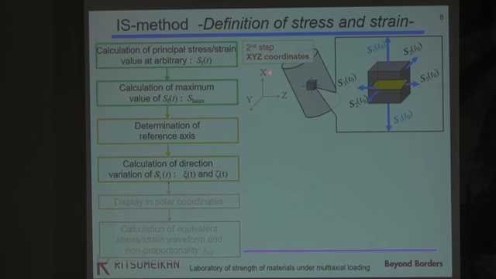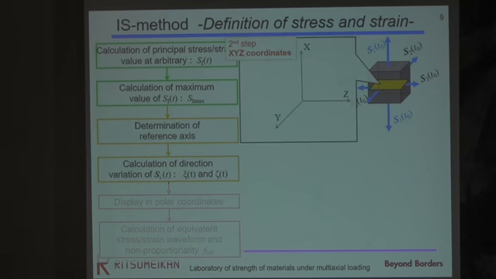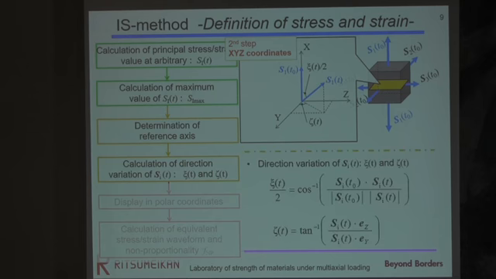And next, we use these x, y, and z coordinates. This x, y coordinate is used for calculation of direction variation. This direction variation of SIt is calculated by cosine zeta t and theta t. And the cosine zeta t and theta t are calculated by this equation. This e3 and ey are unit vectors of the y-axis and z-axis.